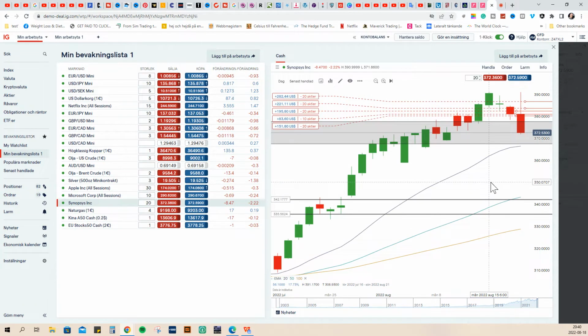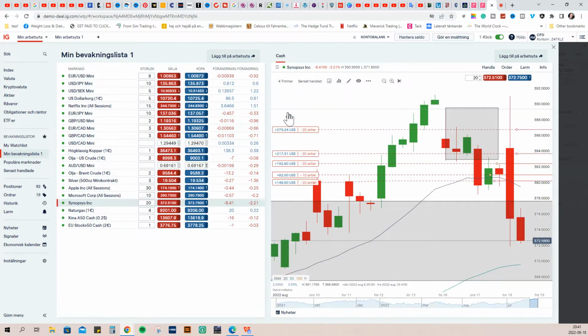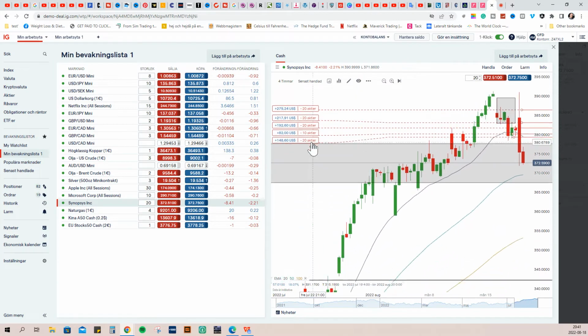Let me enhance the chart. You can see the wick here, and we can see the price is heading down, and it also engulfs those two earlier candlestick bars. So this is very bearish, and let us have a look at the 4-hour time frame here.